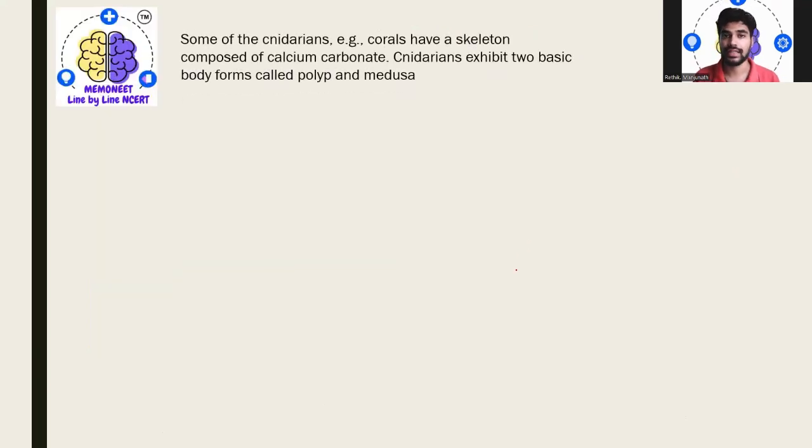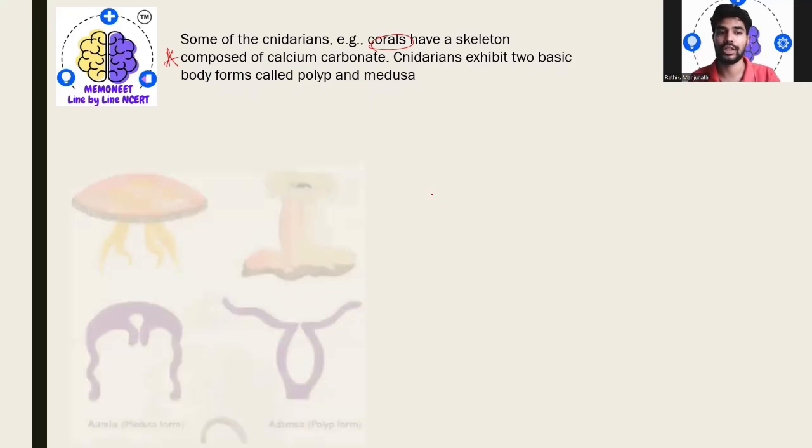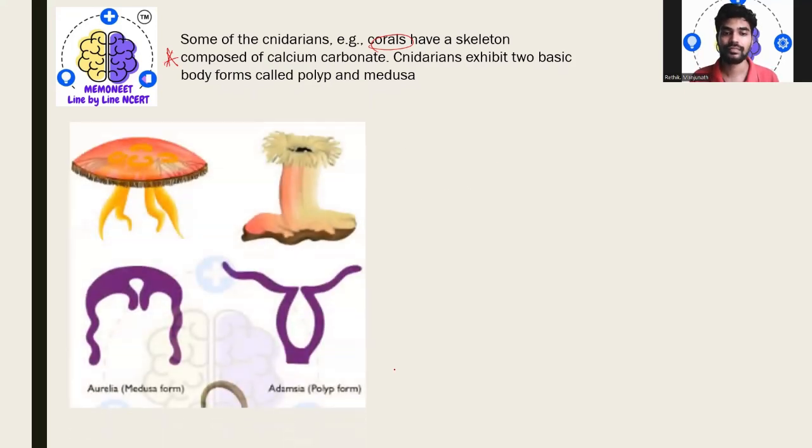Some of the Cnidarians, for example corals, have a skeleton composed of calcium carbonate. Very important. This might be asked in many ways in the NEET in the trickiest way. So they have a skeleton composed of calcium carbonate, and Cnidarians exhibit basically two body forms: one is polyp and the other is medusa. This is polyp and this is medusa.